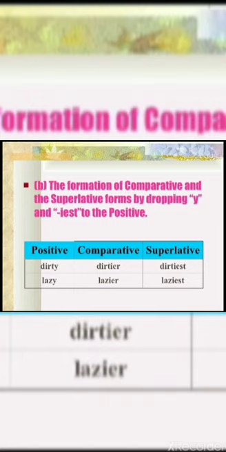The formation of comparative and the superlative forms by dropping y and adding ier or iest to the positive. For example, see the table below. Dirty is positive degree. When we add ier, it becomes comparative, dirtier. And when we add iest, it becomes superlative. Same, lazy, lazier, laziest.